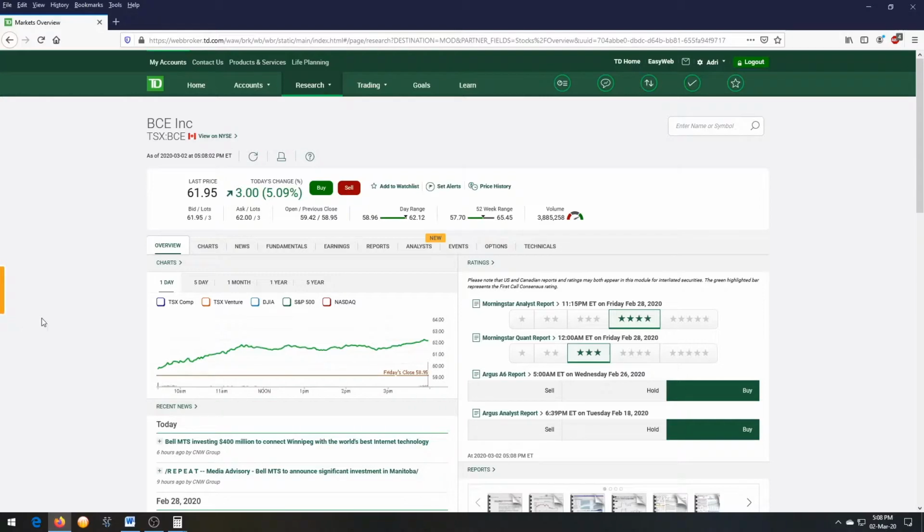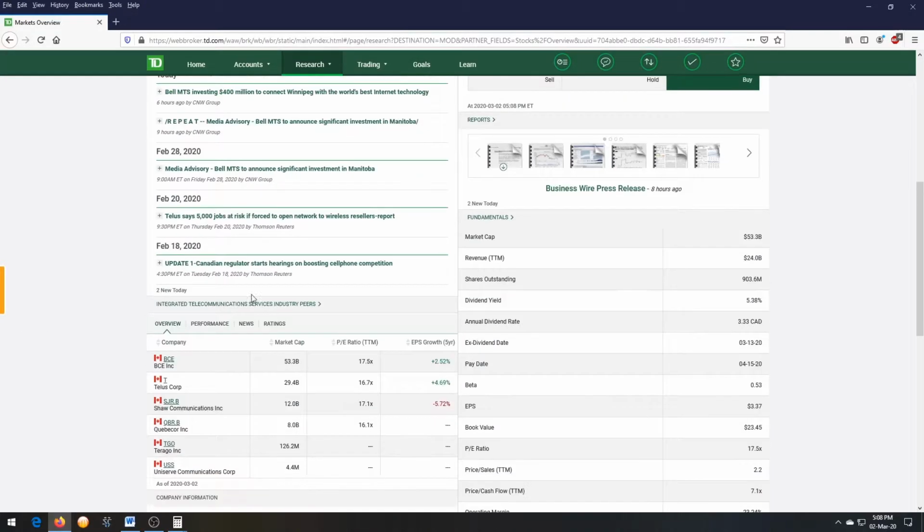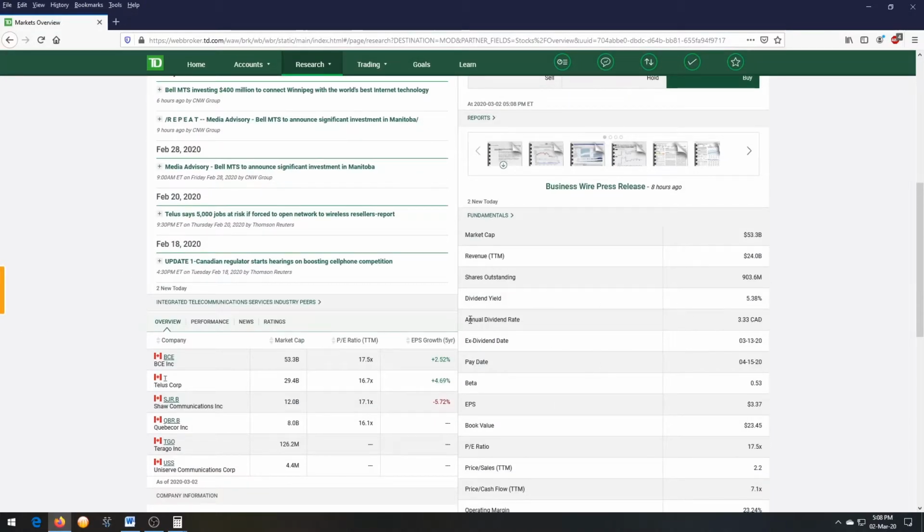Another advantage is that good companies like Bell Canada, for example, or other profitable and reliable companies tend to increase their annual dividend rate over time. So this is where the power of the buy and hold strategy pays off. So let's go back to Bell Canada as an example so I could show you what I'm talking about. Right now the dividend rate is $3.33 and the dividend yield, if you would buy it today, would translate to 5.38%. This is annually.